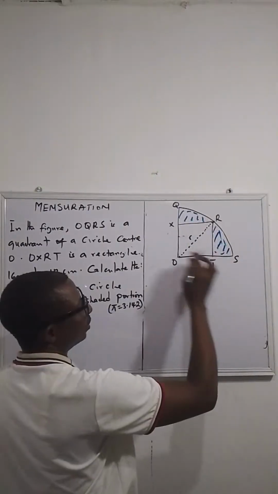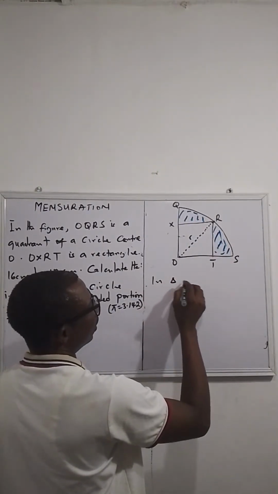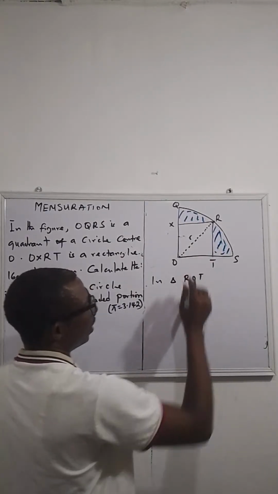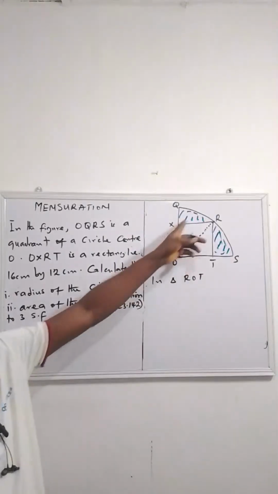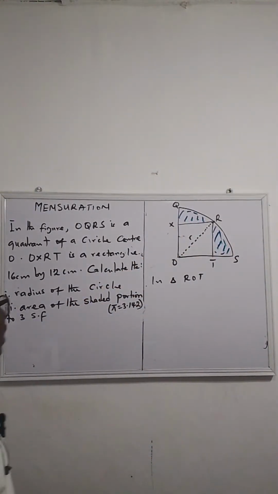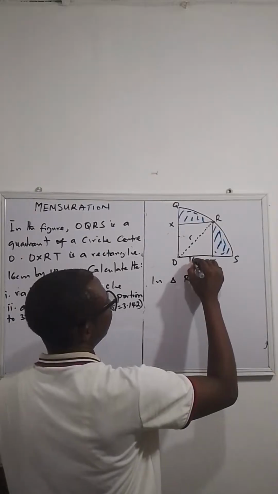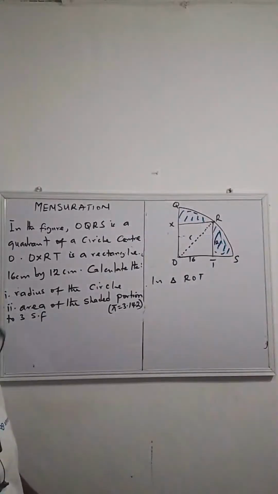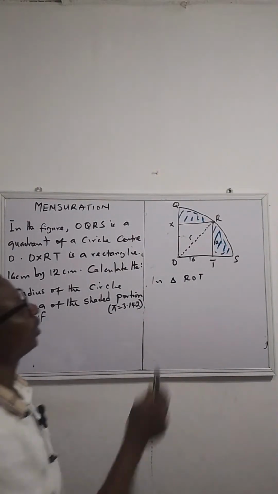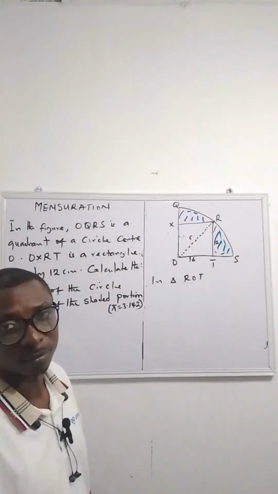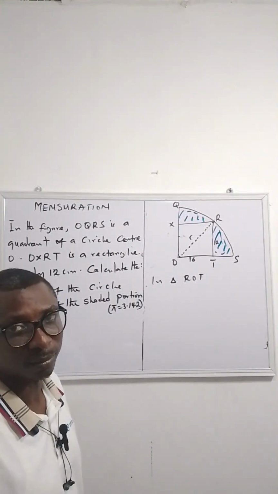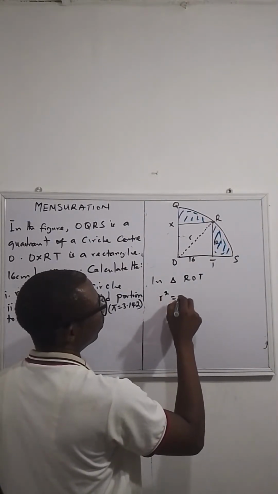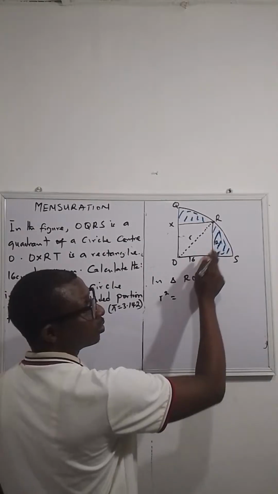So I'll just bring out this triangle. I'll say in triangle ROT. Look at this triangle ROT. The dimension of the rectangle has been given. All right, we have 16 by 12. Okay, we have 16 by 12. So now you just get this R here. Do you understand now?